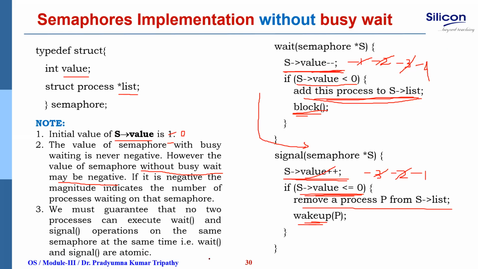We must guarantee that no two processes can execute the wait and signal operations on the same semaphore at the same time. Correct? I hope this slide is understood, or does anyone have a doubt over here?